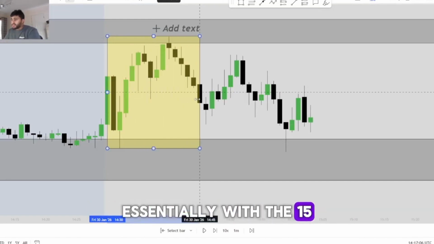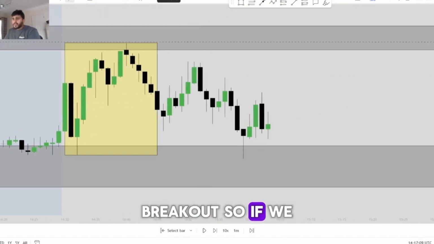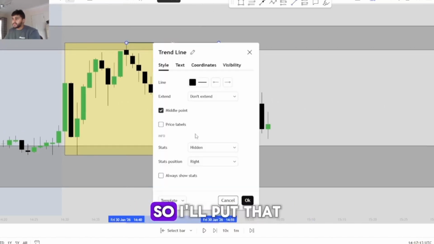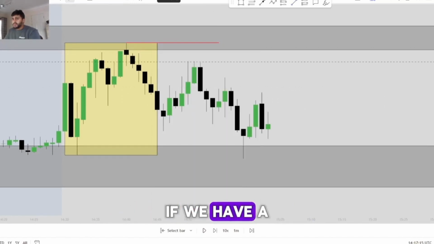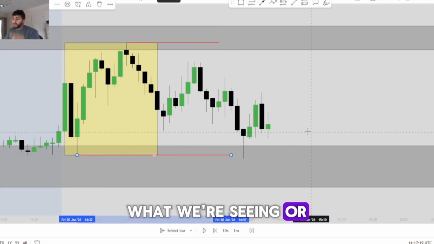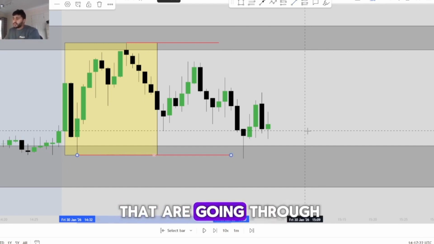Breakout, essentially, or the 15-minute breakout. So if we have a 15-minute low, sorry, a 15-minute high up here, so I'll put that in red. If we have a 15-minute high and we have a 15-minute low, what we're seeing, or what was going through my mind, there's a few things that are going through my mind, right?